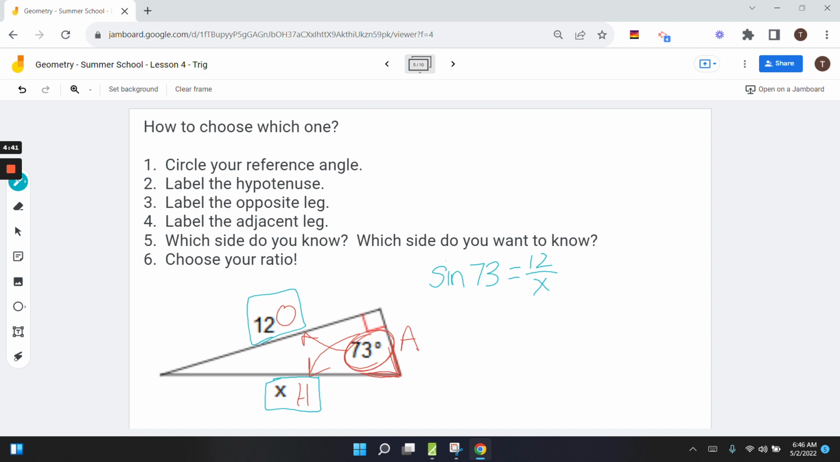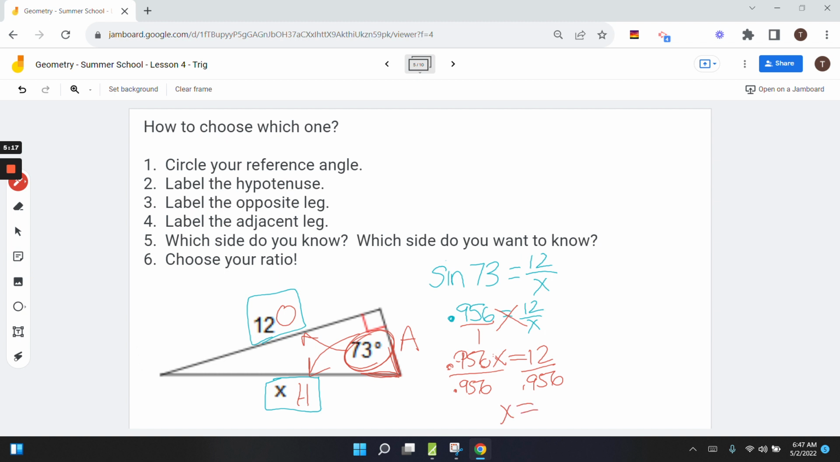So what I do to solve this is I put it over 1 and I cross multiply. So I get 0.956x equals 12. So to get the x by itself now, I would divide by 0.956 and I would get x equals 12 divided by 0.956. I can use one decimal, or the tenths, 12.6. Now the x can be on the top or the bottom. It doesn't matter. It just depends which one it is and which trig ratio you're using.